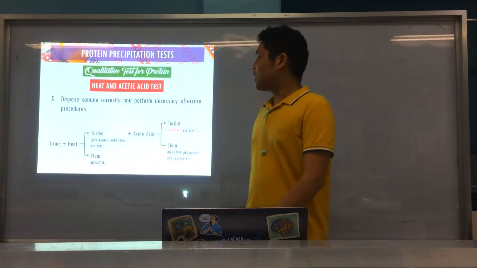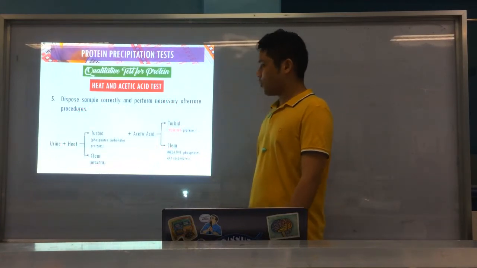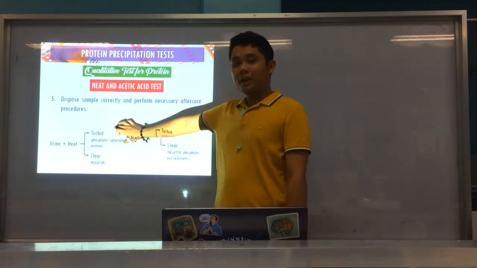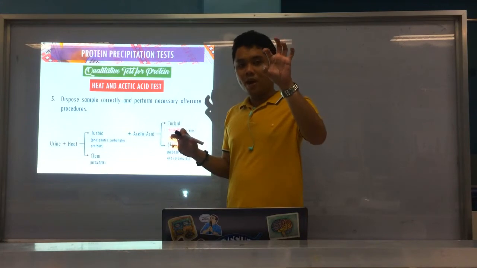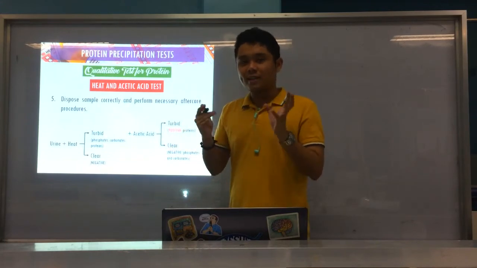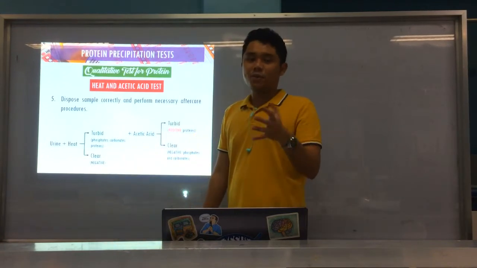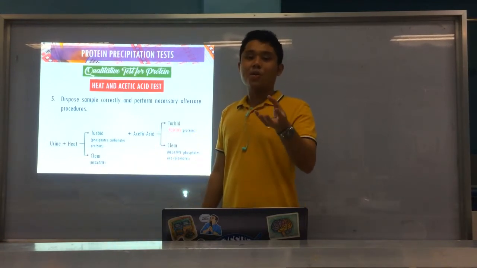Okay. Dispose the sample correctly and perform, of course, the necessary aftercare procedures. As mentioned, with urine and heat, if it turns turbid, at a finger breadth, it could be a mixture of phosphates, albumin, and other proteins. Now, if it stays clear, then of course, negative. So, there is no presence of either of those substances.